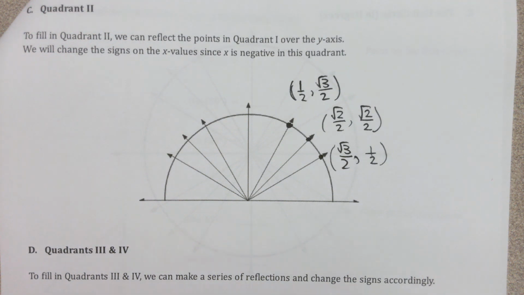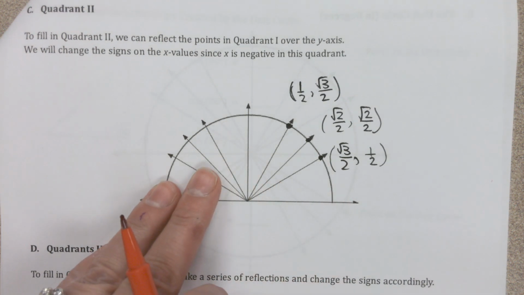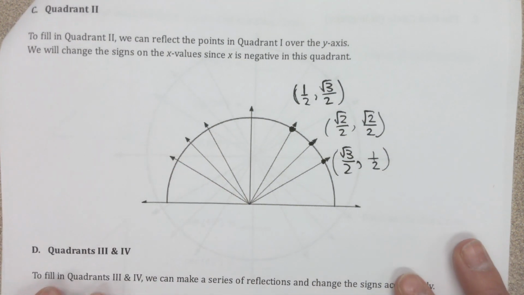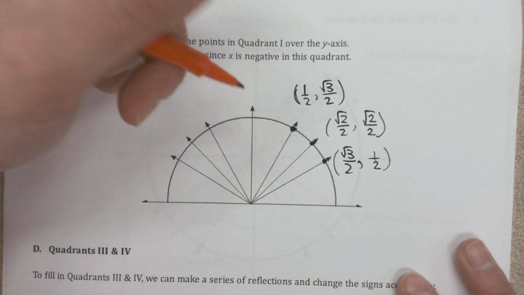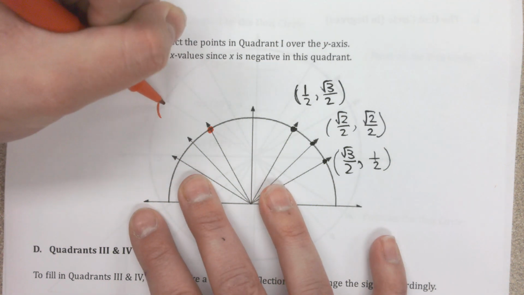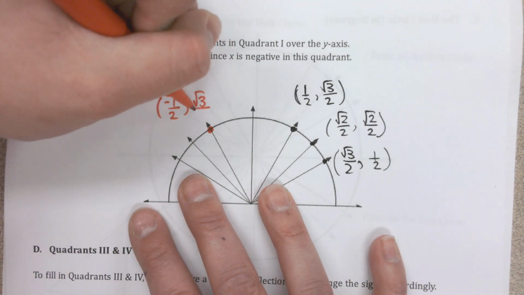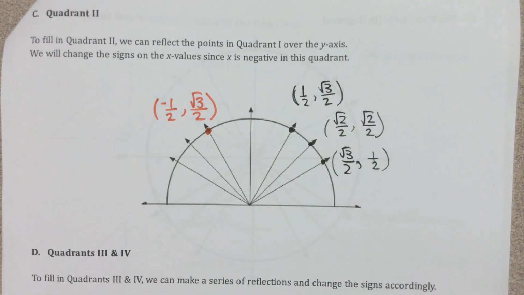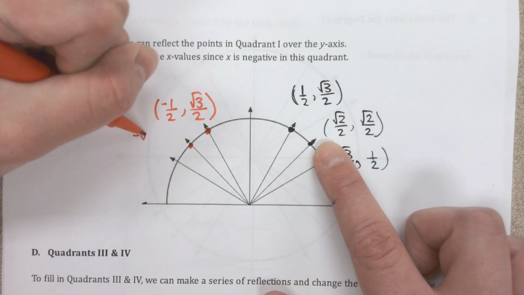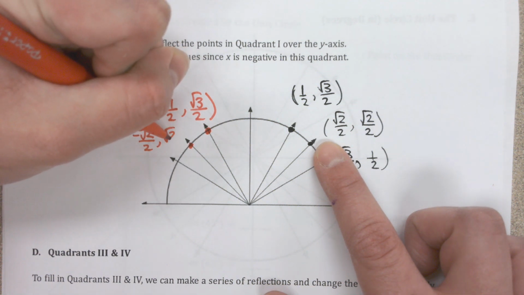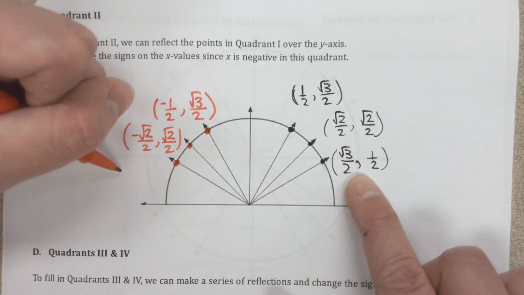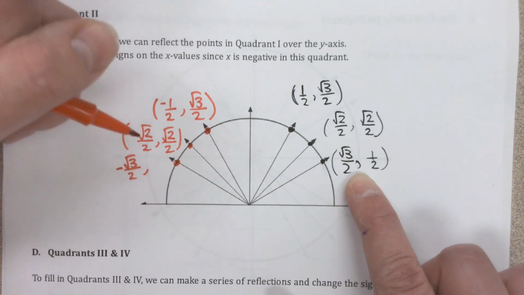To fill in quadrant 2, we can reflect the points in quadrant 1 over the y-axis. We will change the signs on the x values since x is negative in this quadrant. So we're just going to copy paste. So reflecting the 60-degree angle over, we end up with negative 1/2, positive rad 3 over 2. Left side of the x-axis, negative numbers. Flipping the 45-degree angle, we have negative square root of 2 over 2, positive square root of 2 over 2. And flipping the 30, we have negative square root of 3 over 2, positive 1/2.